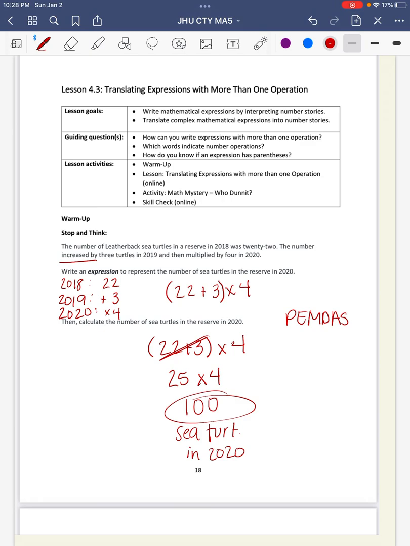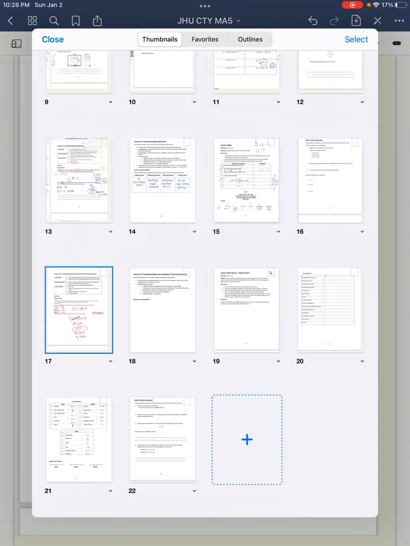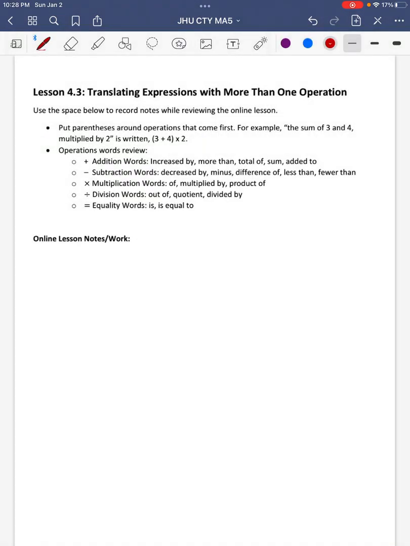Whew, lots of stuff going on here. All right, let's move on to the next page. We got a fun activity. I'm excited for it. But first, you have to look in our Moodle course. Remember, you have a video to watch in there and some notes to take down here.